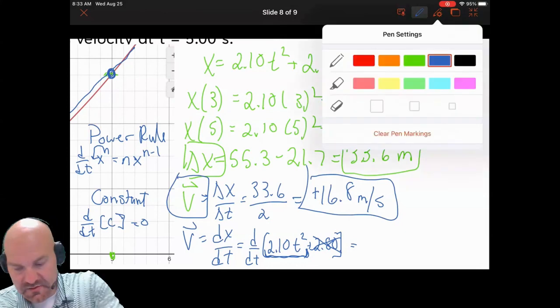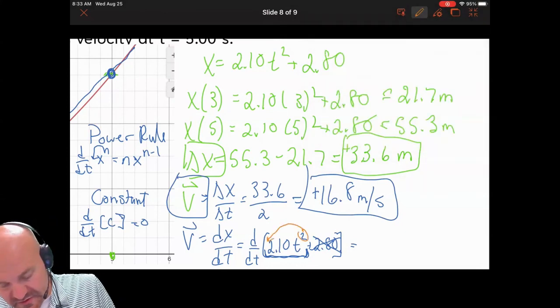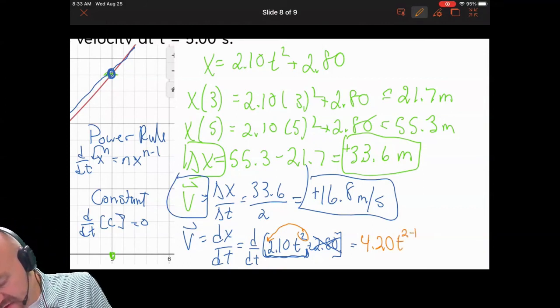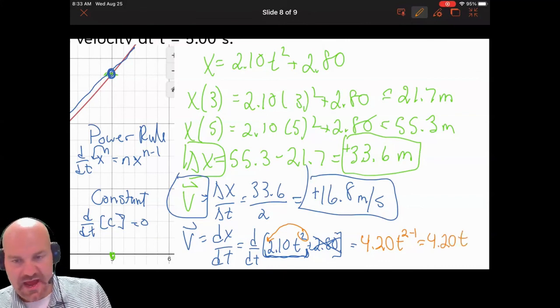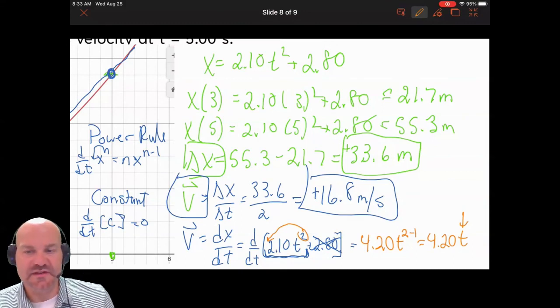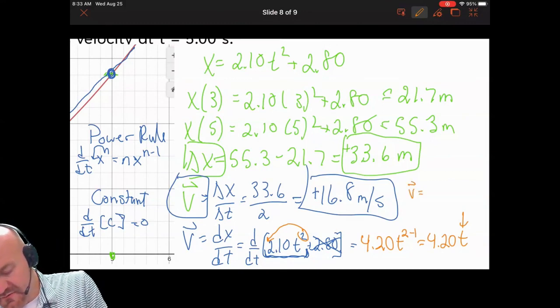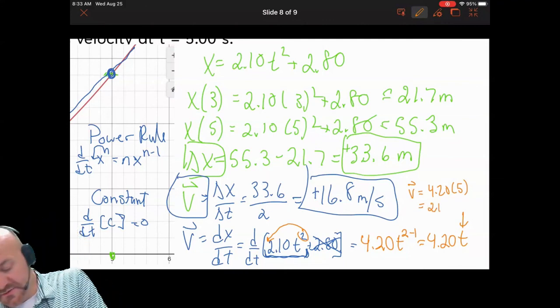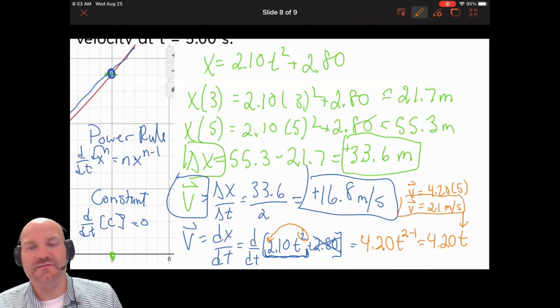And so if I'm taking the derivative of 2.10 t squared, I'm going to bring this 2 down in front. And so I'm going to do 2 times 2.10. So it's going to be 4.20. And then I'm going to do t to the 2 minus 1, which just becomes 4.20 t. And now all I have to do is plug in 5 seconds there. So I'm going to find v of 5, right? So I'm going to do 4.20 times 5. And it tells me that at that point, this rocket has an instantaneous velocity of 21 meters per second.